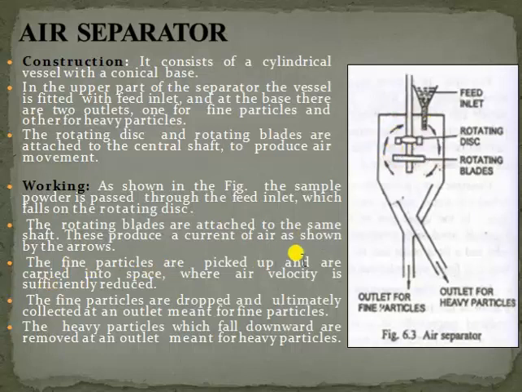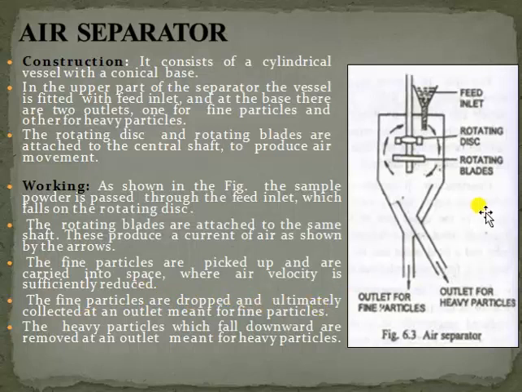The fine particles are picked up and carried out into a space where air velocity is sufficiently reduced. Once this rotating movement occurs, the denser particles are collected from the outlet at the bottom side, and the fine particles will be in circulatory movement due to the high velocity air. Once the air movement is stopped, fine particles are collected. The fine particles are dropped and ultimately collected at the outlet meant for fine particles.